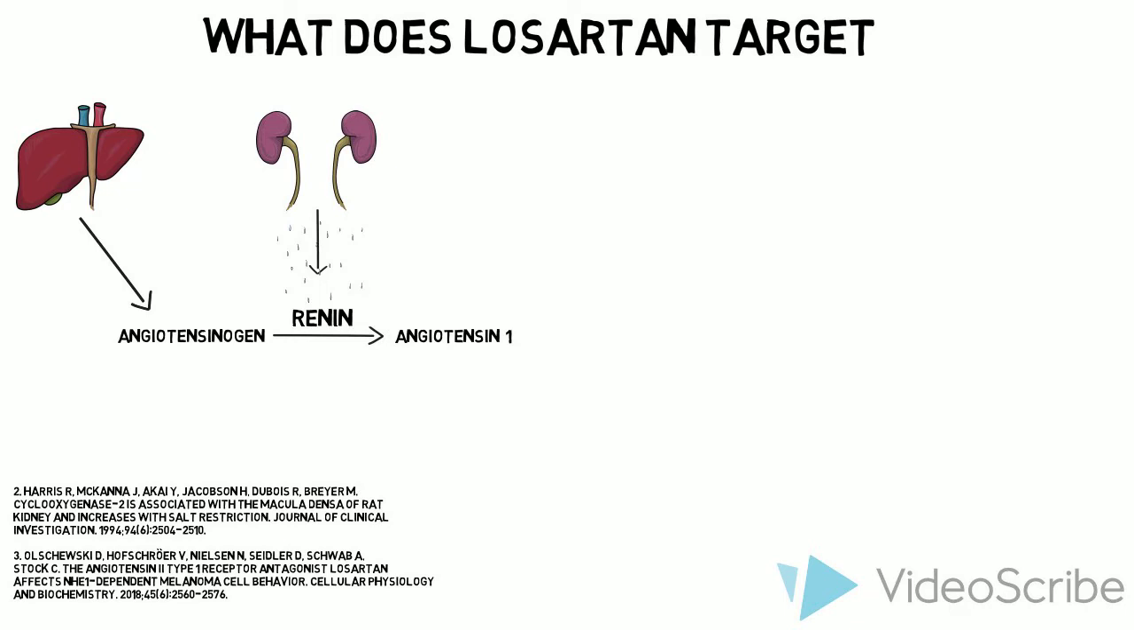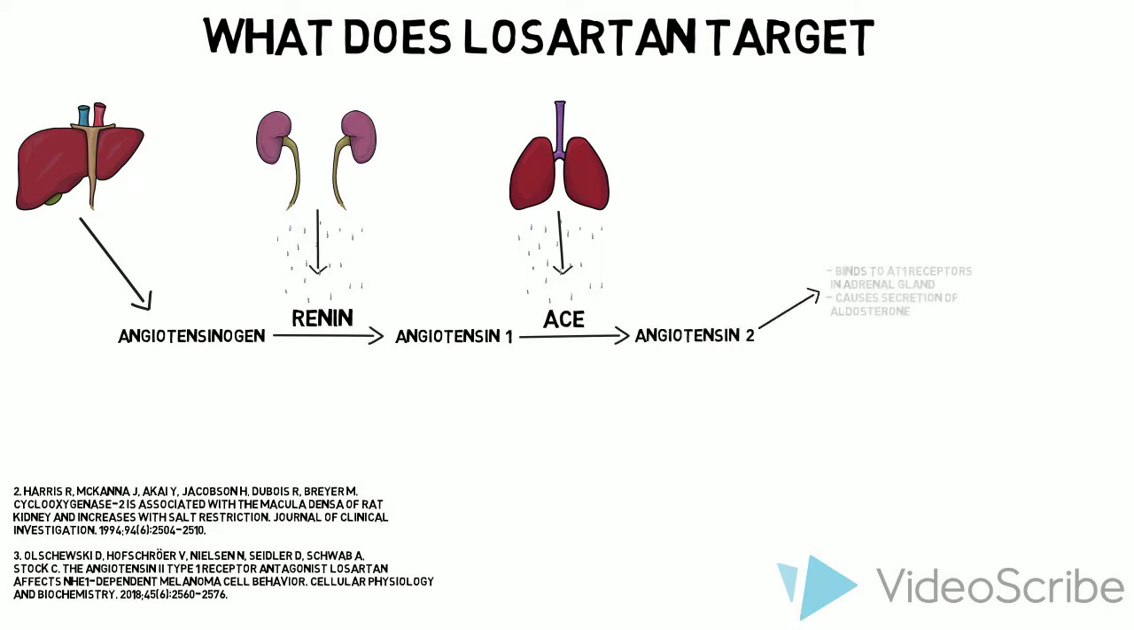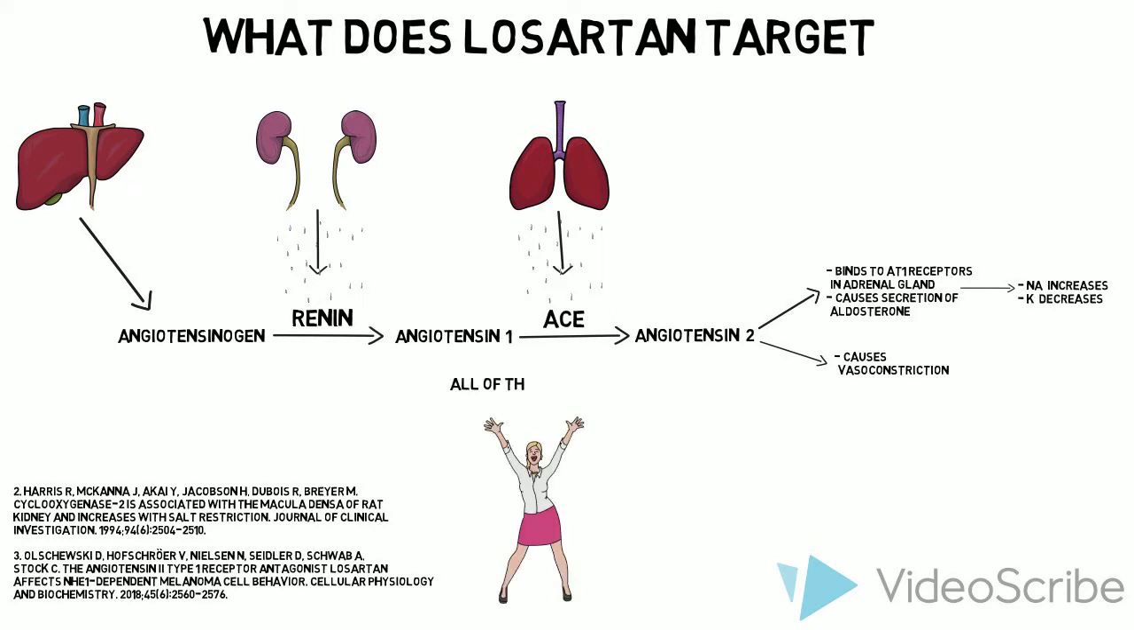Angiotensin converting enzyme, or ACE, is released by the lungs in response to the increased angiotensin 1 in the blood. ACE clips a dipeptide from angiotensin 1, creating angiotensin 2. In turn, angiotensin 2 then binds to the AT1 receptors, which causes vasoconstriction in the smooth muscle membrane and increases aldosterone secretion, which will increase sodium ion uptake and decrease potassium ion levels, therefore increasing blood pressure.